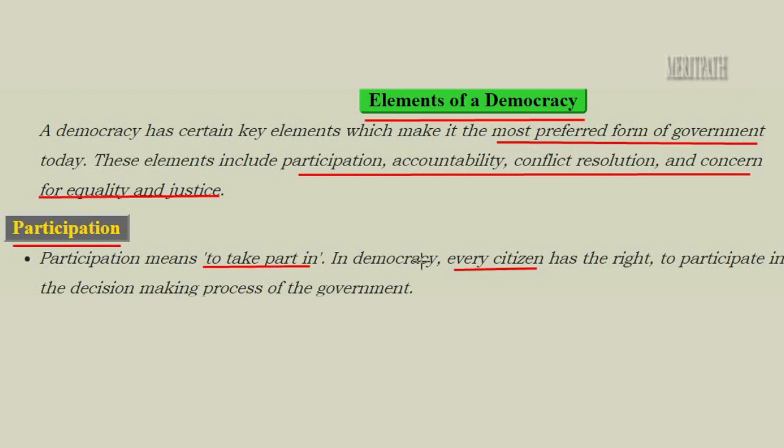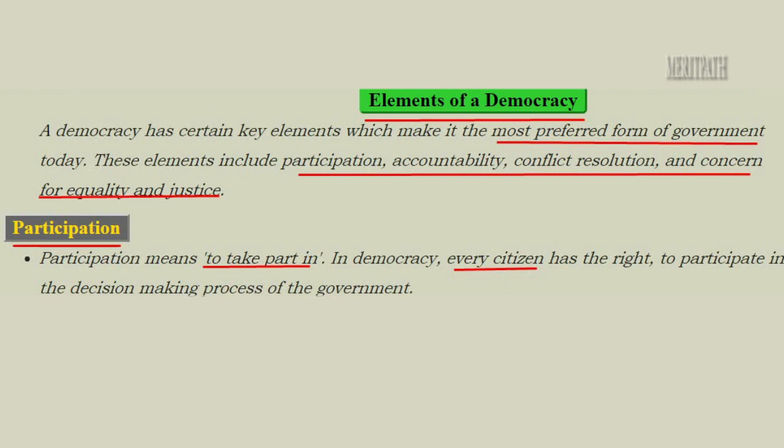In democracy, every citizen of the country has the right to participate in the decision making process of the government, that is, in electing the government, whom to elect. Every citizen who has crossed 18 years of age has the right to participate in the process of government. So democracy is a fair and free system of election because every citizen has the right to participate. There is no chance of cheating or forgery.